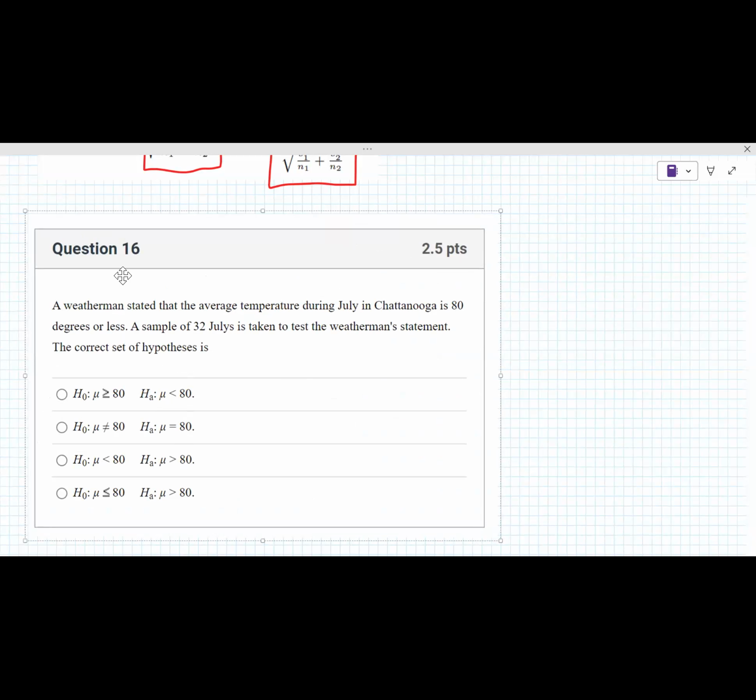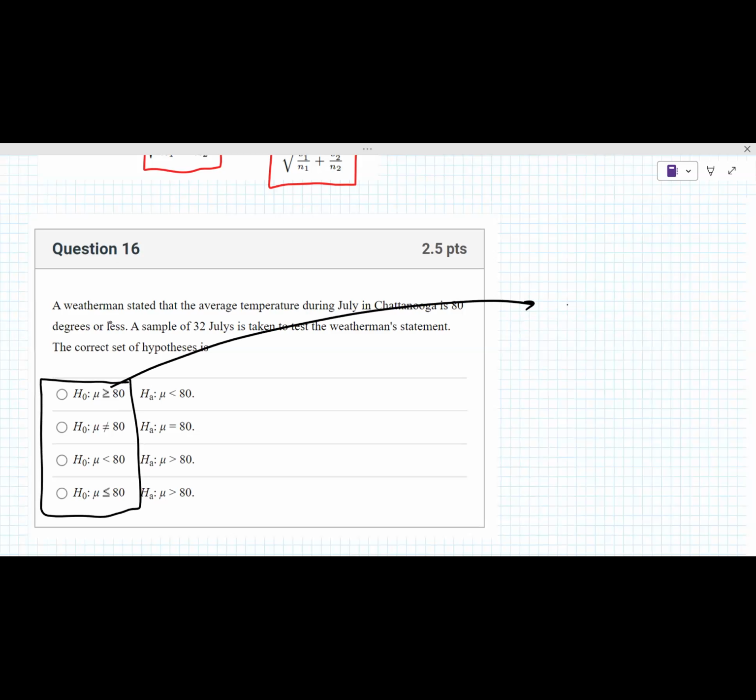All right, this one is not worded well. Whenever you see, how do I want to say this? The null, we haven't talked about the null. The null is always going to have an equality in it. Okay, so here's some answers that we can get rid of right away. That one is out because it's not equal to, that's not an equality. The third one is out because it's not an equality. So it leaves us with A or B.